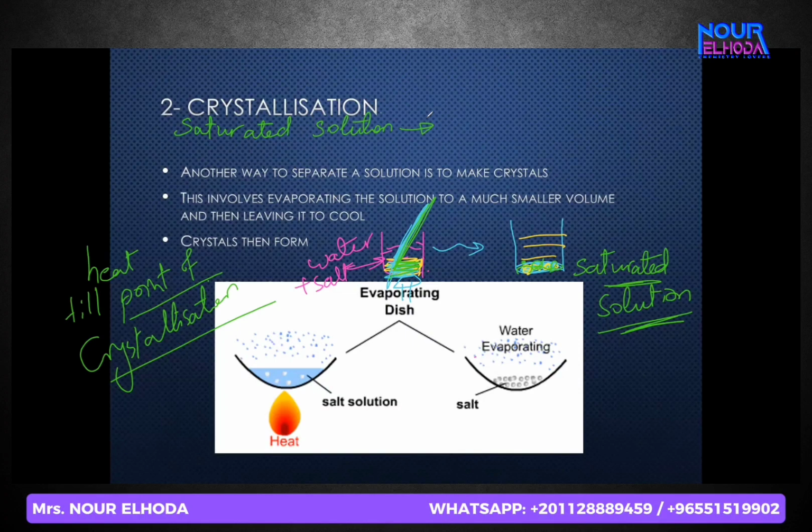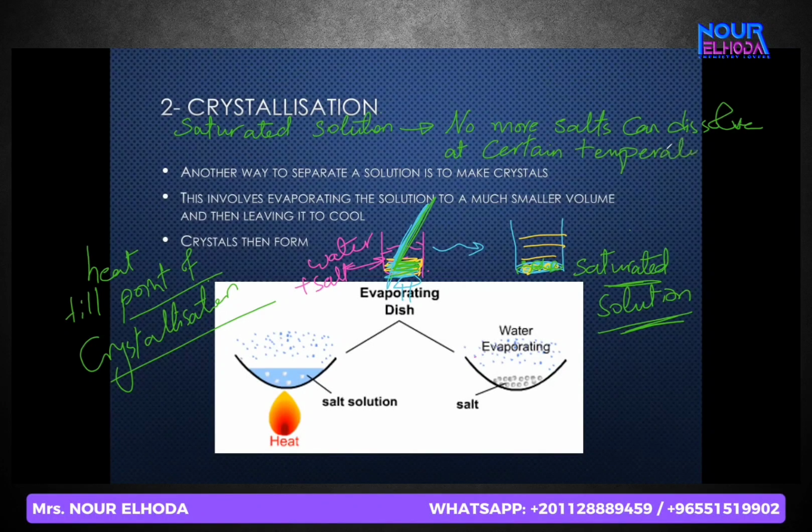You are going to say it is the solution in which no more salts can dissolve. This is the answer in the mark scheme. But if you only say no more salts can dissolve, you will take 1 mark. Exactly, at a certain temperature. If you didn't say at a certain temperature, you will miss 1 mark.